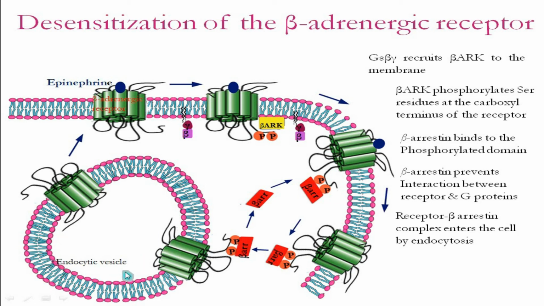And in the vesicle, this arrestin dissociates. You can see arrestin dissociates and then it is recycled. And this receptor is dephosphorylated and returned to cell surface for next round of action. This is all about desensitization of beta-adrenergic receptor.